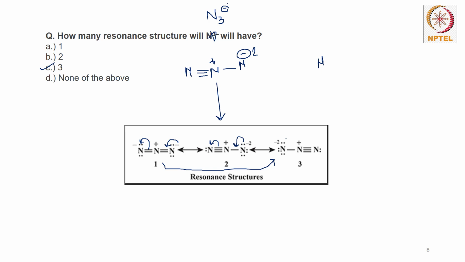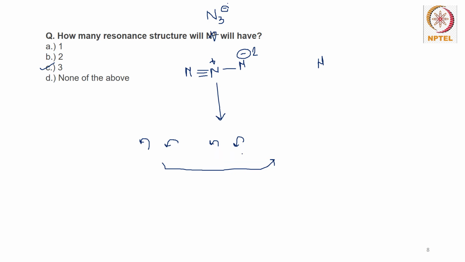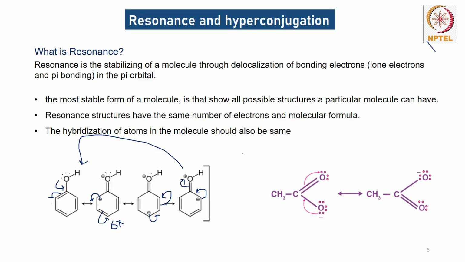Now if someone asks, among these 3 structures, which structure is more contributing? You know about this contribution of resonating structures. If a compound has more than one resonating structure, one of the structures contributes to the actual structure to a greater extent. Like in this compound, both the resonating structures are the same, so both are contributing equally to the actual structure.